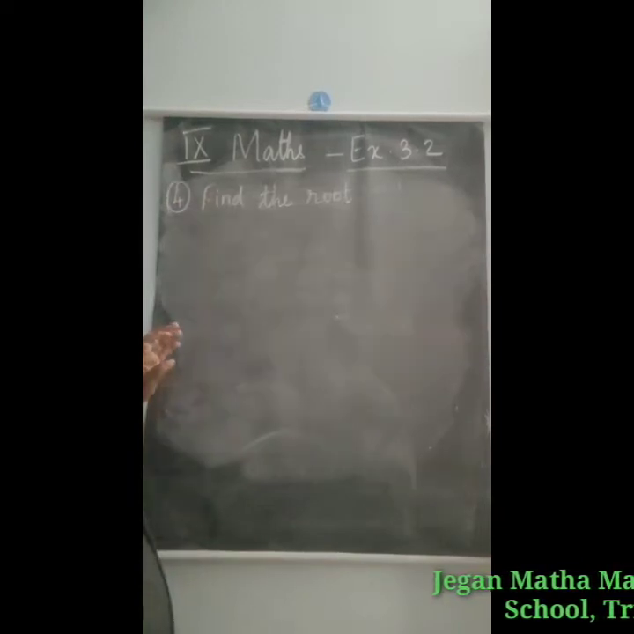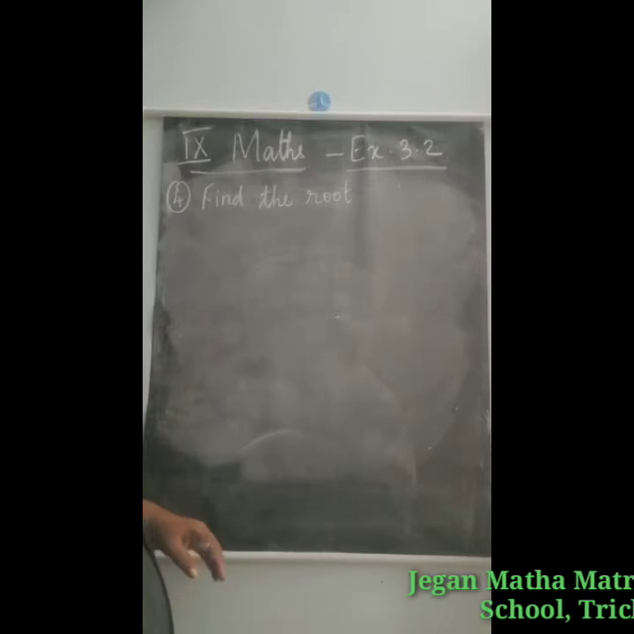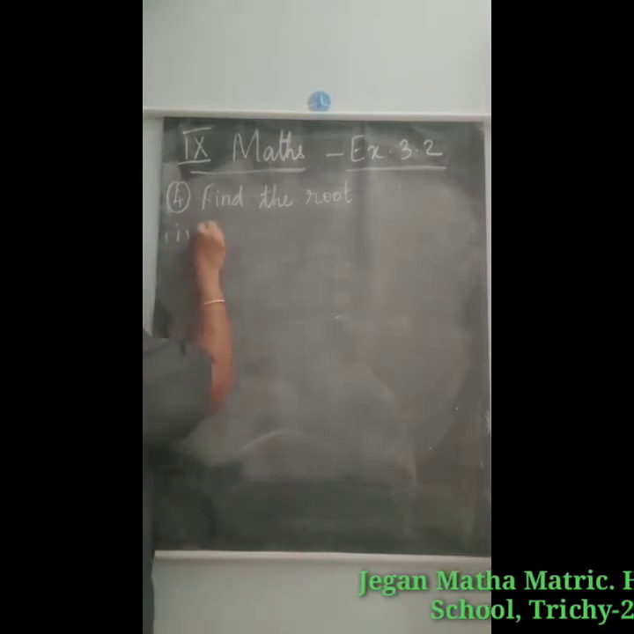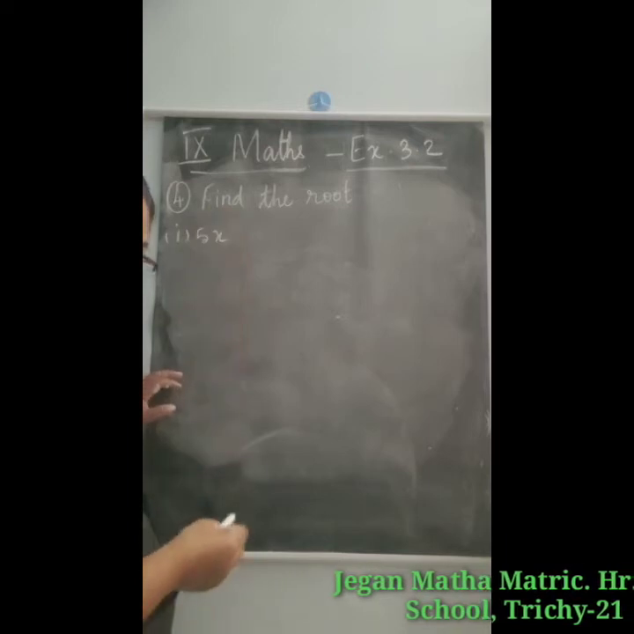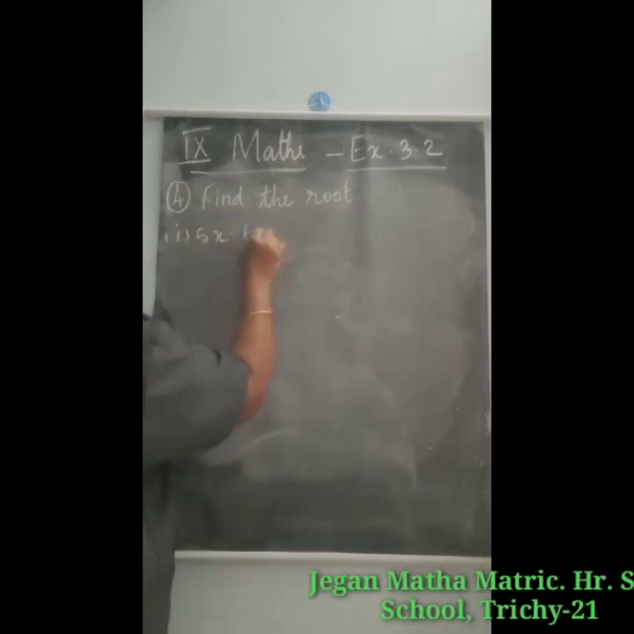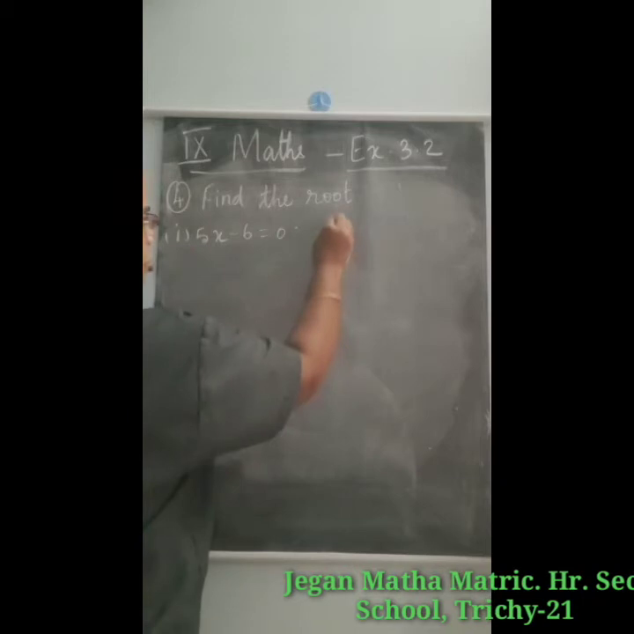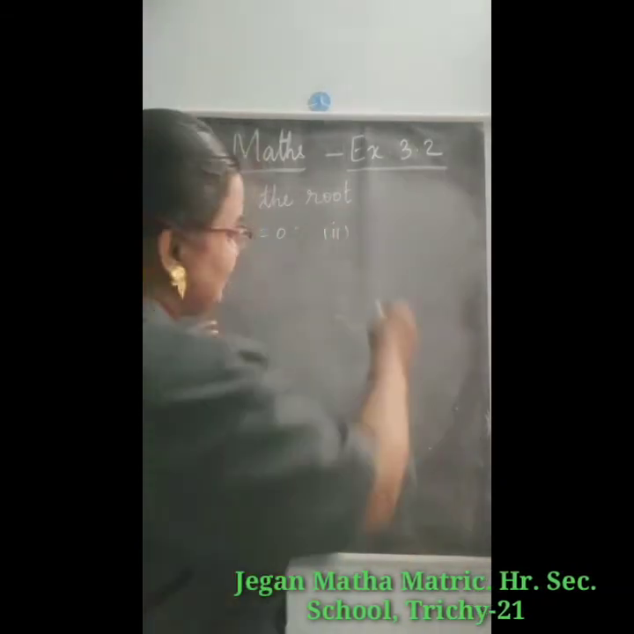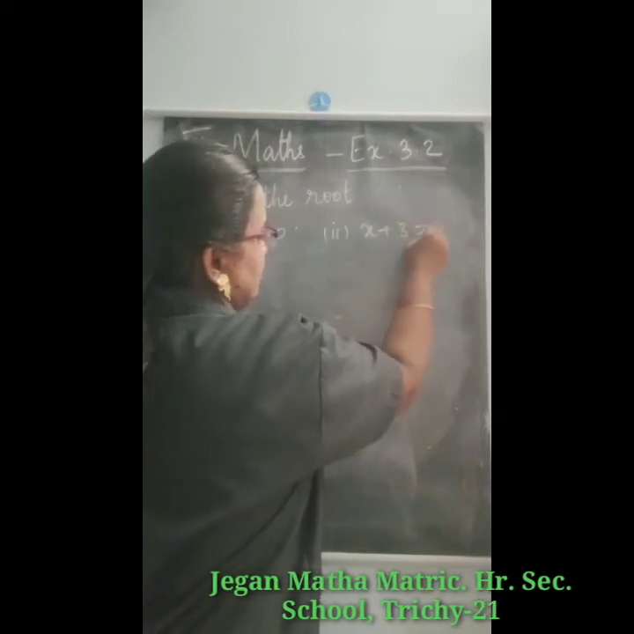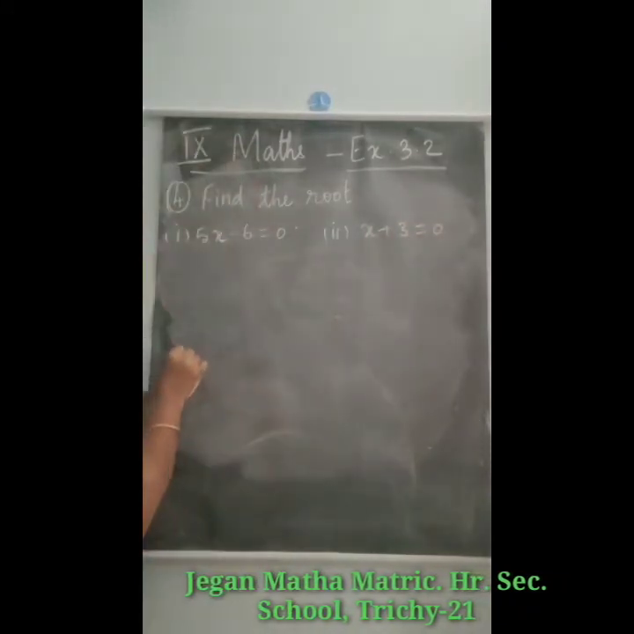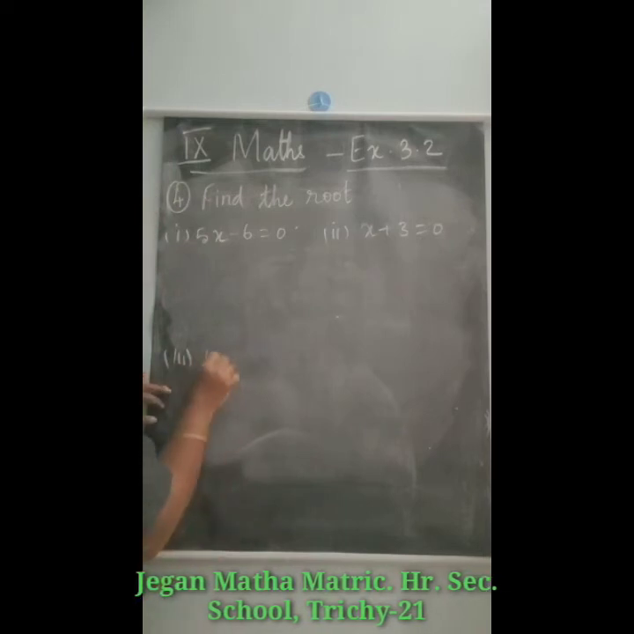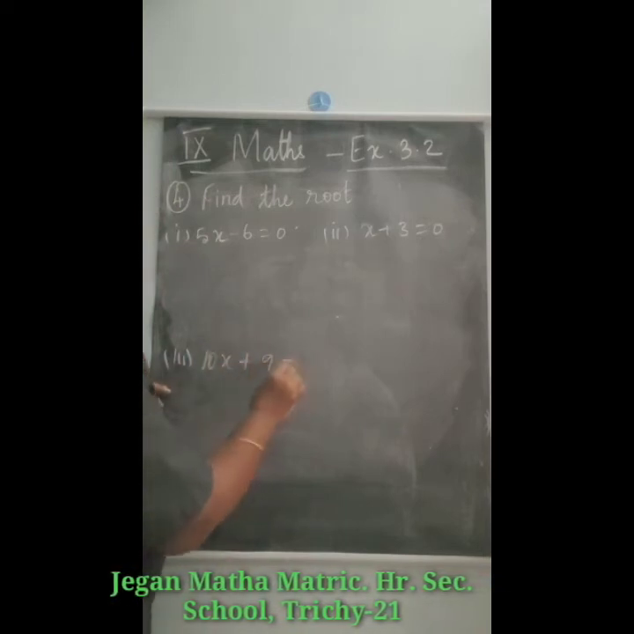The fourth question is find the root of the polynomial equation. First question is 5x minus 6 is equal to 0. In the second question we have to write first the question. That is another one, x plus 3 is equal to 0. And one more question we have to write, that is 10x plus 9 is equal to 0.